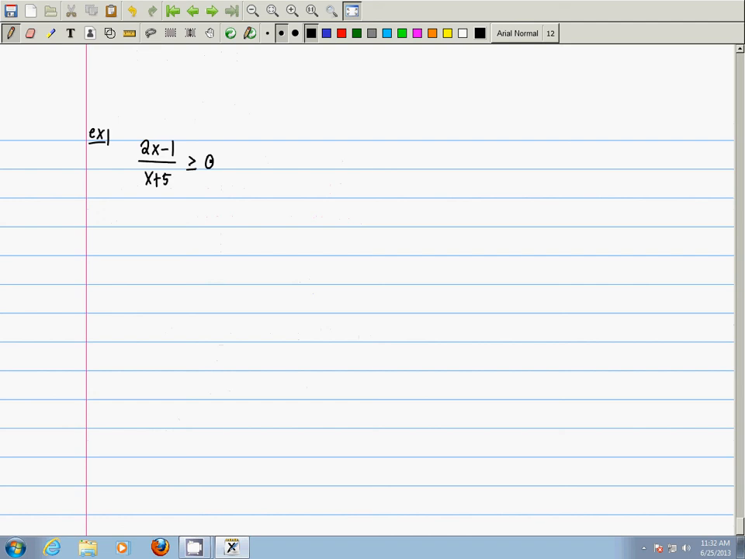In fact, what kind of function is this? Starts with R. Rational, right? This is a rational function because it is a ratio of polynomials. So this inequality is said to be a rational inequality.